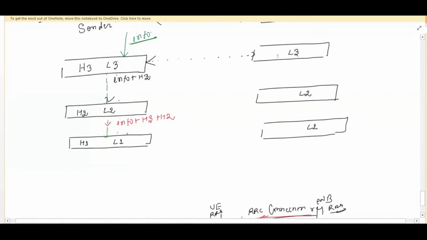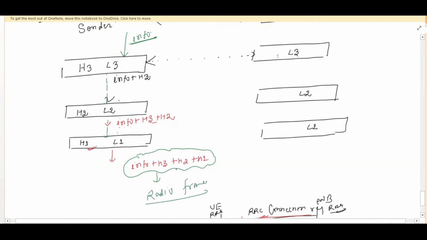Then layer 1 does the same: it receives this information, adds its own functionality and its own header. So at last it is info plus S3 plus S2 plus H1. This is the information that will be transmitted in the radio frame, which we saw in yesterday's concept. So this information is filled into the radio frame, transmitted over the air interface, and received by the receiver side in layer 1.